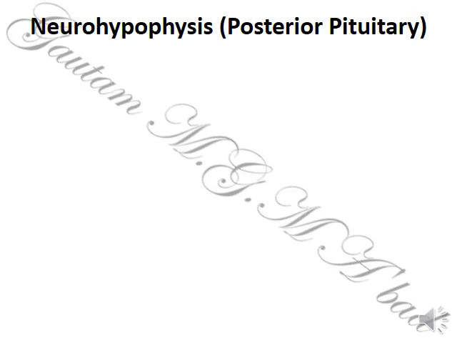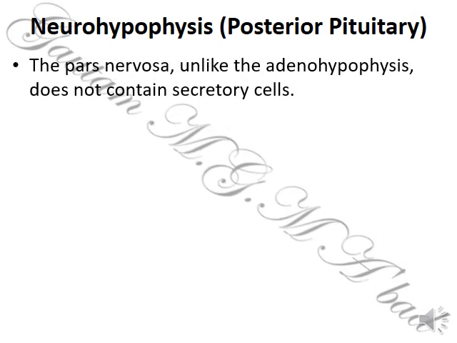Neurohypophysis. What is this neurohypophysis? As I have already said, it is the posterior part of the pituitary. It is an extension of the neural tube, and it contains a lot of neuroglial cells. It is also called the pars nervosa.